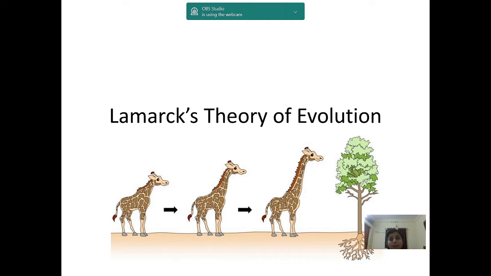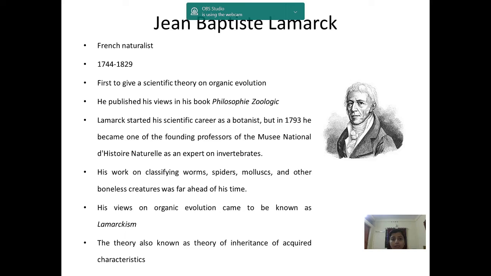Hello students, today we will see the next theory of evolution, that is Lamarck's theory of evolution. Jean-Baptiste Lamarck is a French naturalist. He was the first person to give a scientific theory on organic evolution, and his views on organic evolution were published in a book called Philosophie Zoologique.